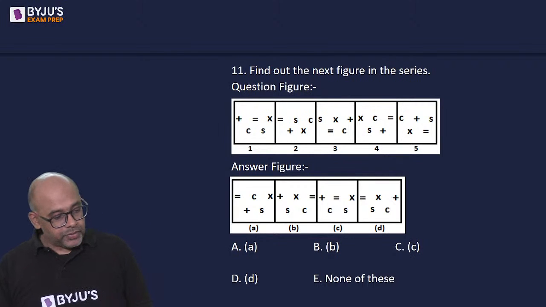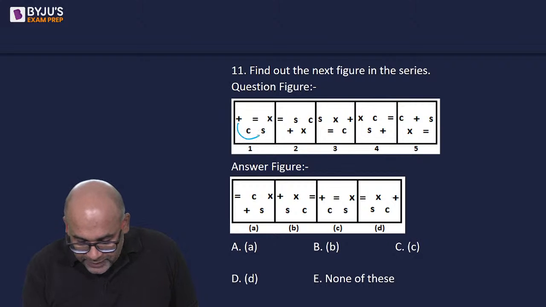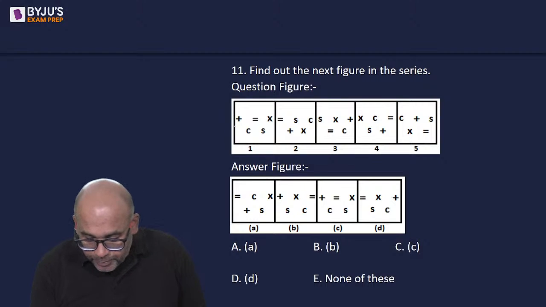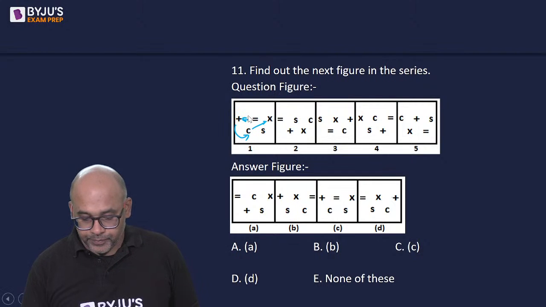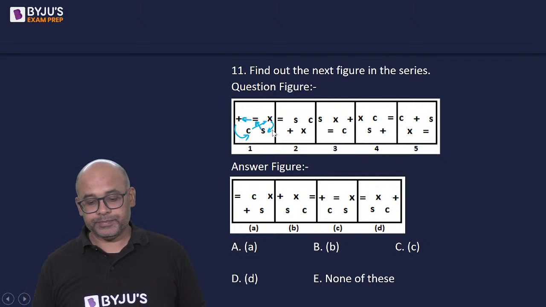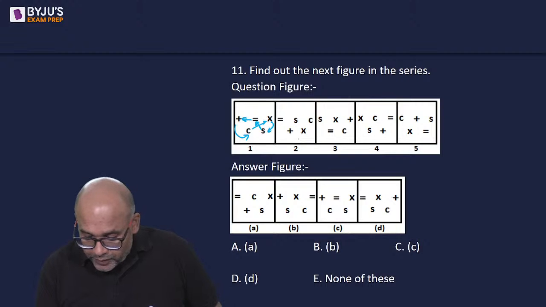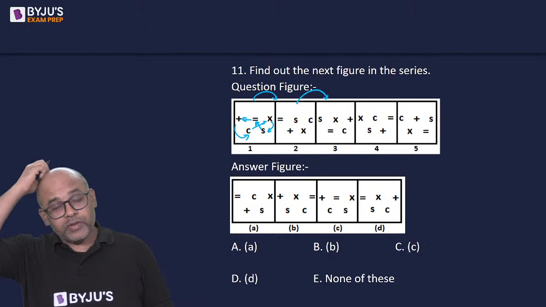Okay, so here you have to identify what is happening. So the plus has come here, your C has gone here, your equal to has come here, your S has come over here, and your X came here. Let us see if the pattern repeats. Going from 1 to 2, this is what happened. Now from 2 to 3, we have to see what is happening.